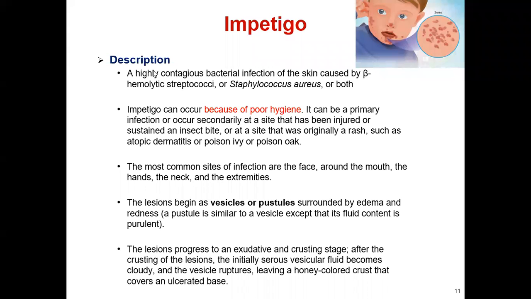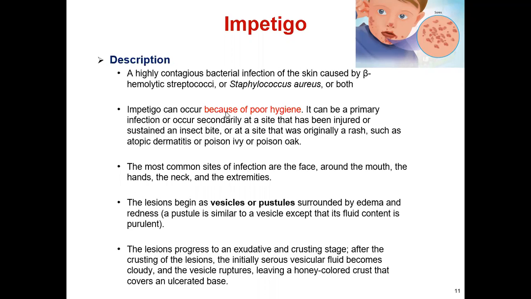So impetigo is a highly contagious bacterial infection of the skin caused by the beta hemolytic streptococci or Staphylococcus aureus, or both. So as I told you, it is a highly contagious bacterial skin infection that affects infants and children, right? It is the most common infection in childhood, particularly from beta hemolytic streptococci or Staphylococcus aureus.